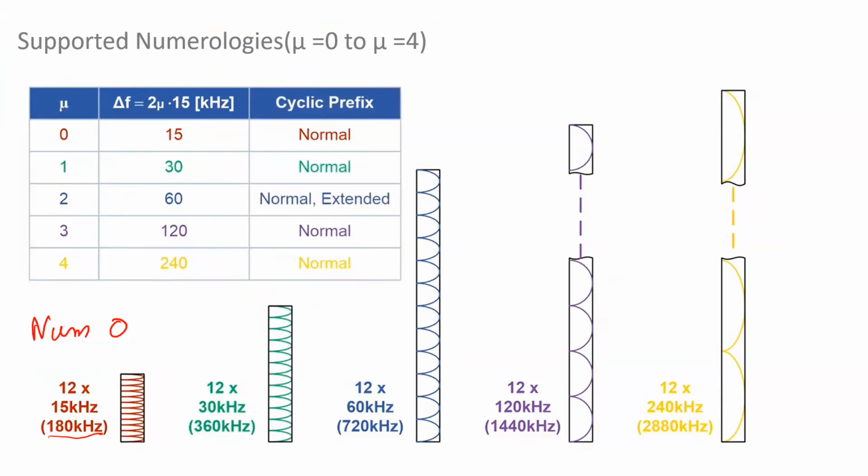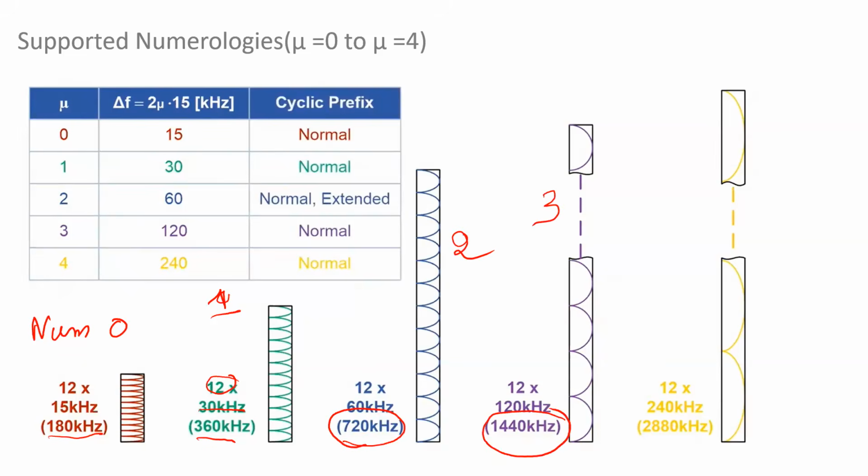So what will happen when we change the numerology from 0 to 1? Okay, so the subcarrier spacing doubles to 30 kilohertz. Therefore, the size of the physical resource block is also going to double, but it still has 12 subcarriers. So our resource block size will increase to 360 kilohertz. When we go to numerology 2, our resource block size will increase to 720 kilohertz. When we go to numerology 3, our resource block size will increase to 1440 kilohertz, and so on.